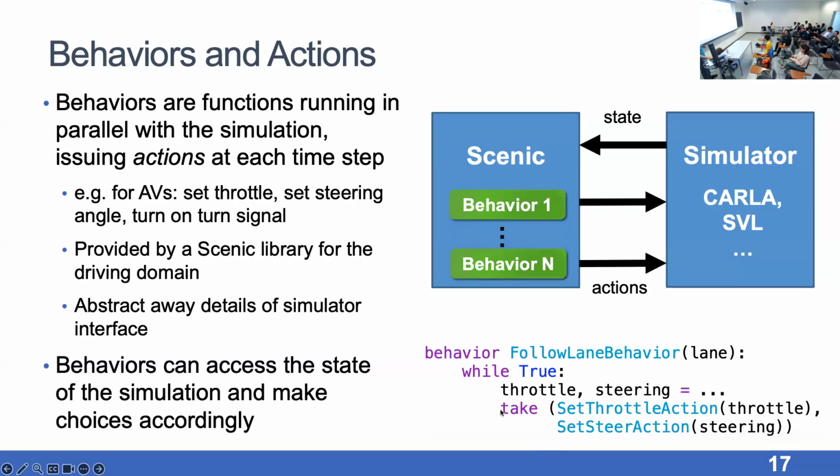So in this case, the take statement will finish, this loop will iterate again, and we'll compute a new throttle and steer. Question? Can behaviors be dependent on each other? So the question was, can behaviors be dependent on each other? So behaviors are like functions. They can have their own local variables, which another behavior could not read. But behaviors could communicate through global state.